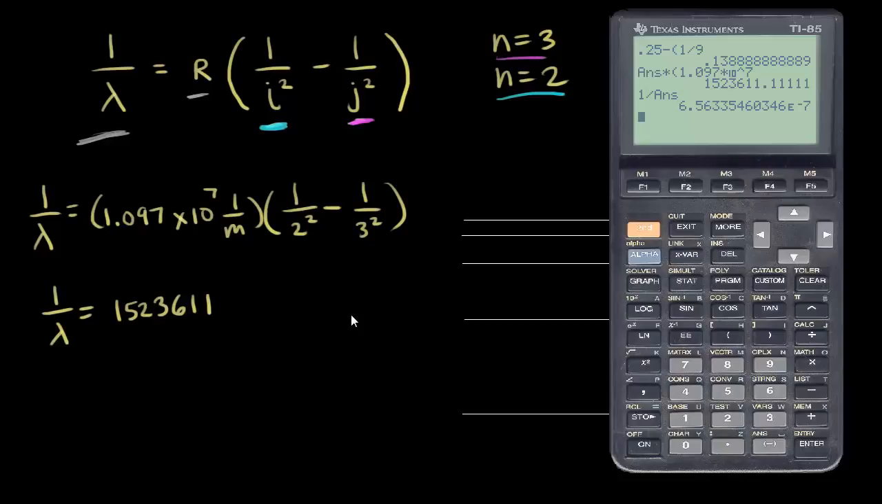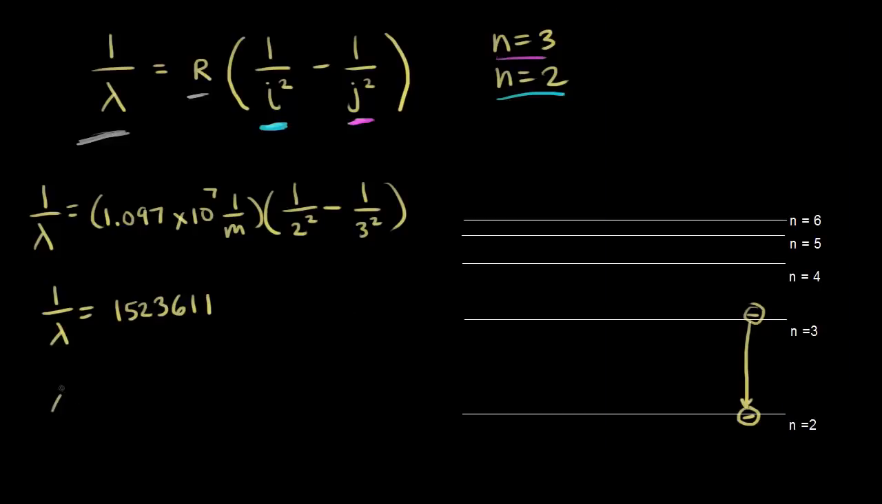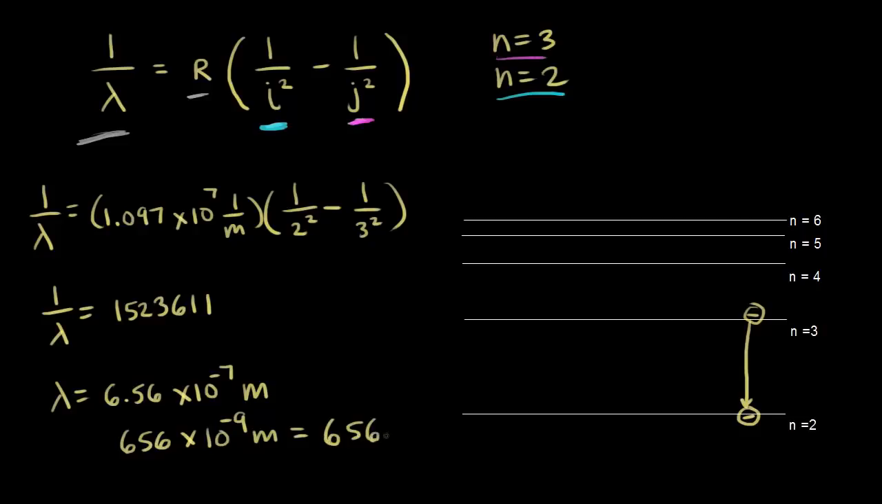And that would now be in meters. So we have lambda is equal to 6.56 times 10 to the negative 7th meters. So let's convert that into nanometers. That's the same thing as 656 times 10 to the negative 9th meters. And so that's 656 nanometers. 656 nanometers. And that should sound familiar to you.